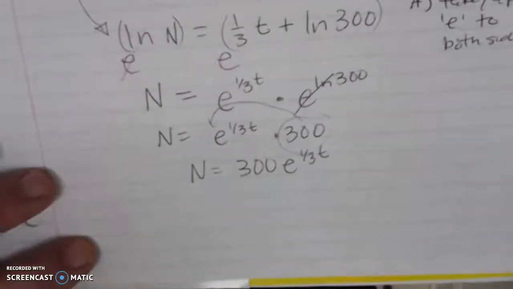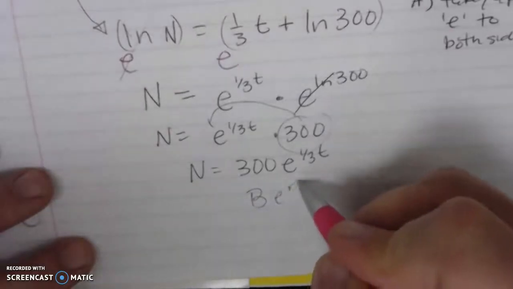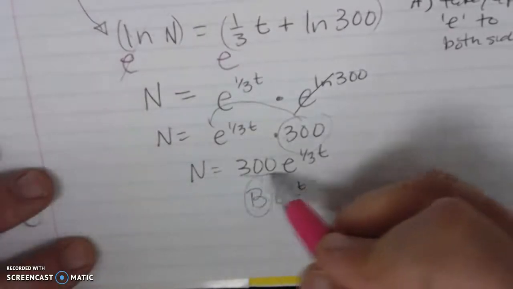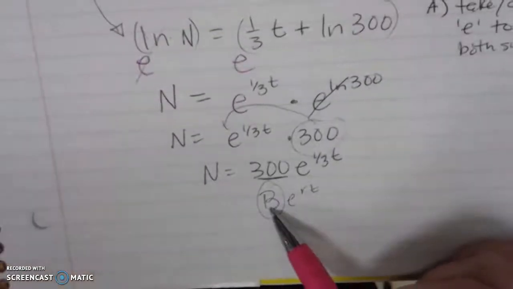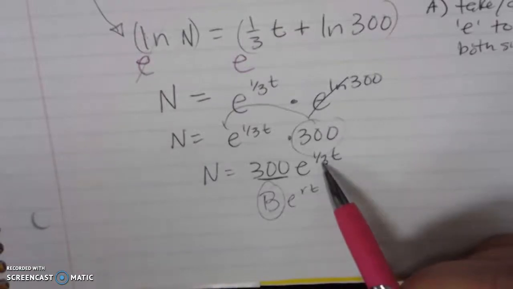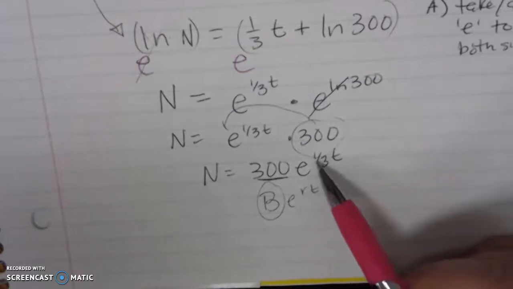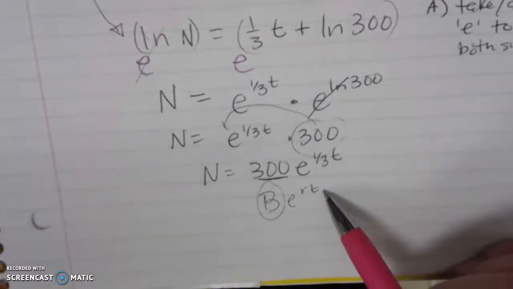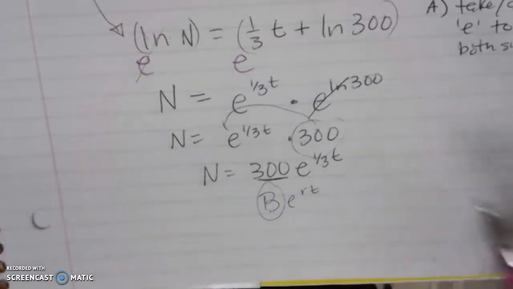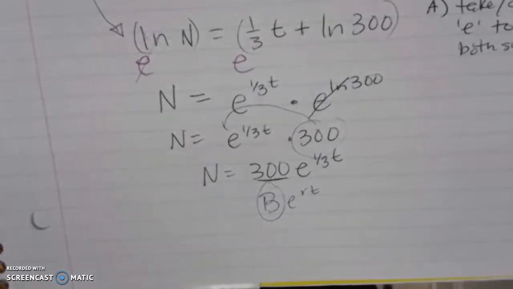So why do I say this looks like the formula? Because this is our initial value. Remember, at the very beginning, n of 0 was 300. So our initial or beginning value, then the rate or the proportion is 1/3. And then all we have to do is plug in whatever t for time is on that problem. And so that's how you solve these types of problems.